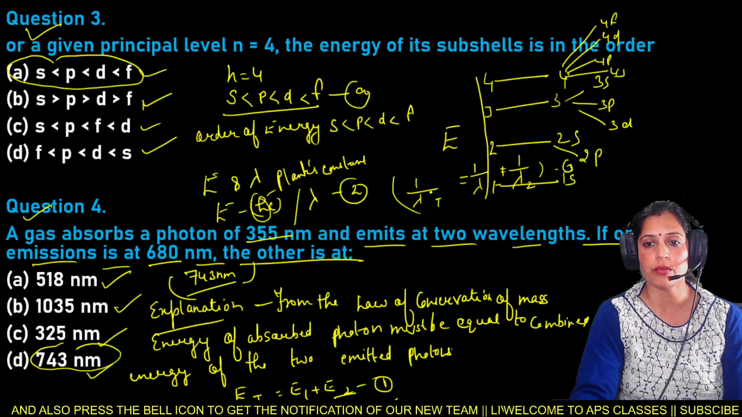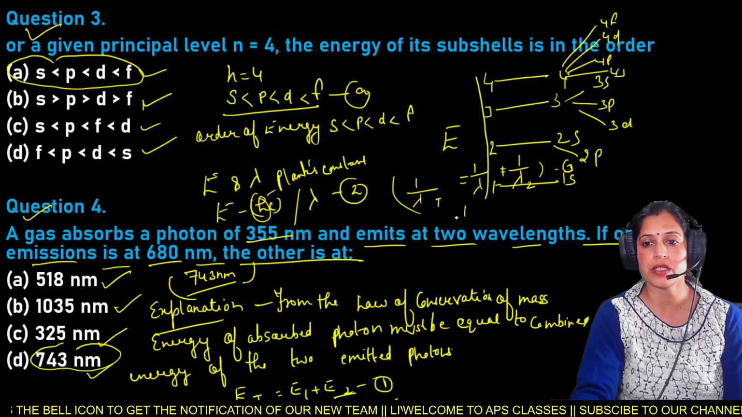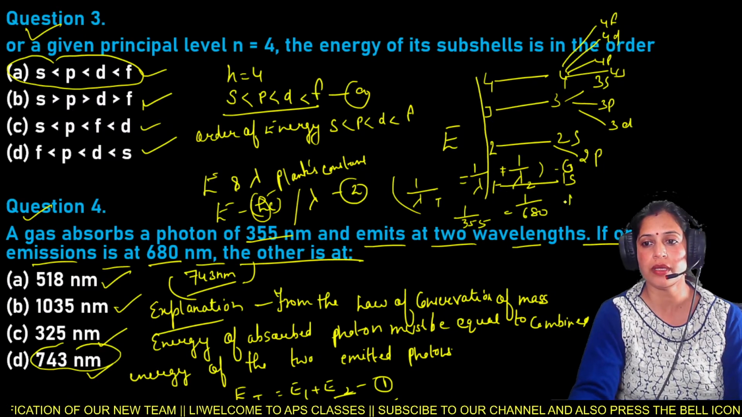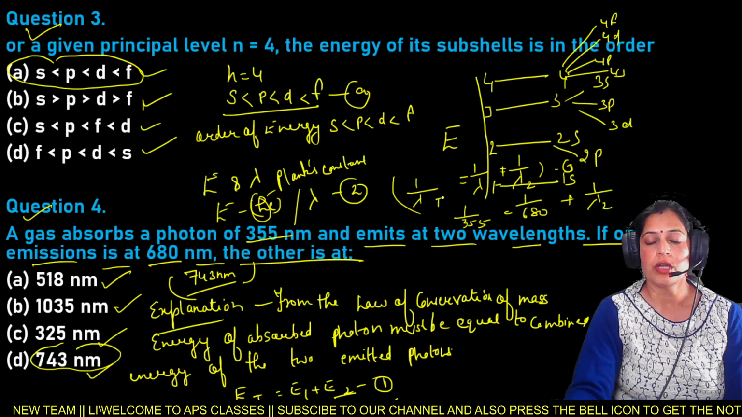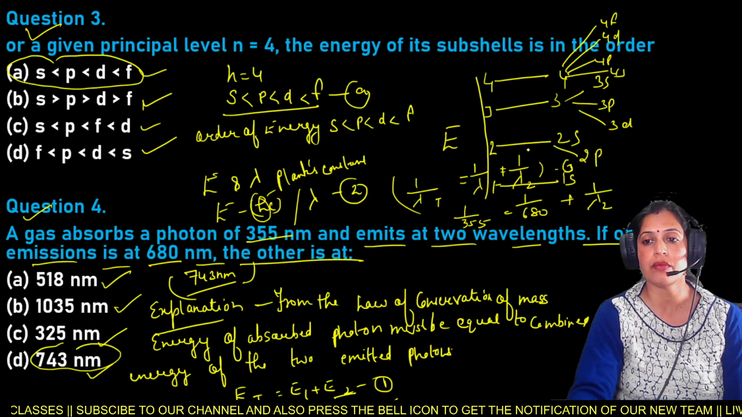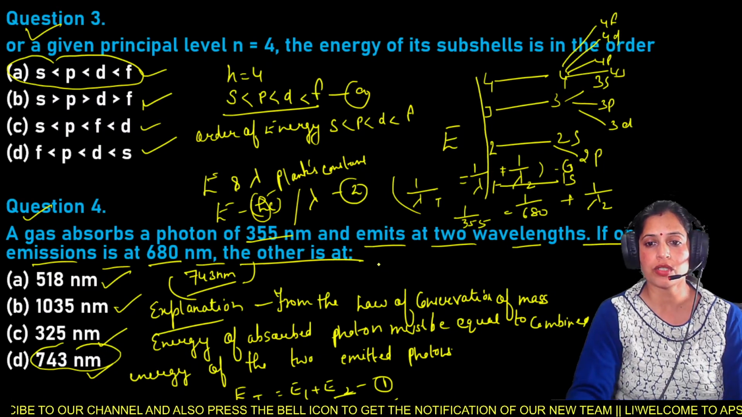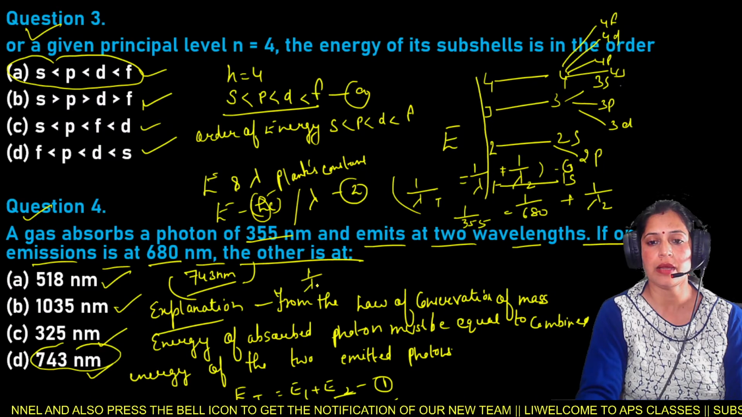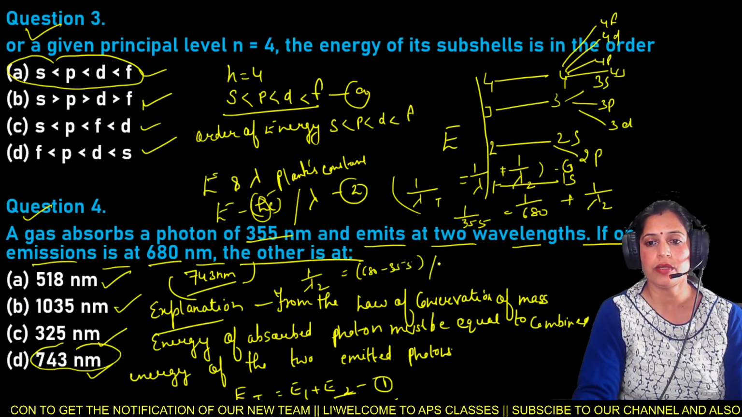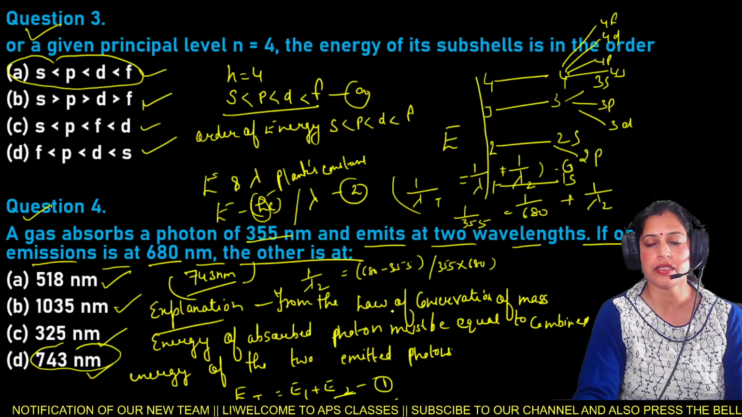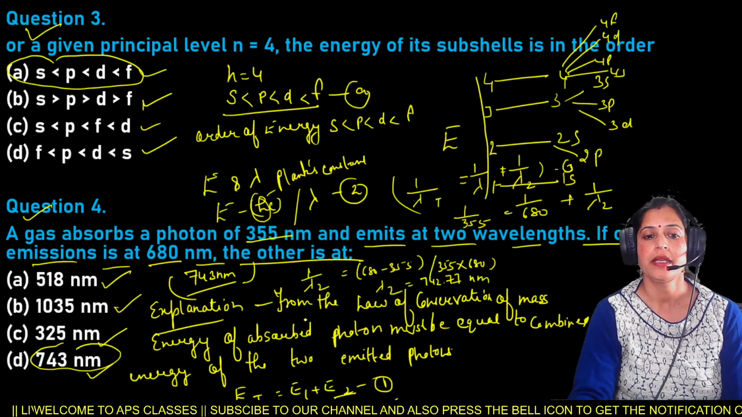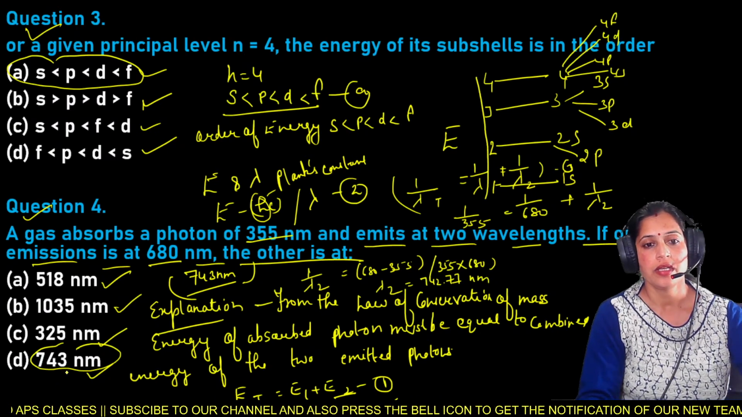Now we put the values. 1 upon lambda t is 1 upon 355, lambda 1 is 680, that is 1 upon 680, plus 1 upon lambda 2, whose value we do not know. So 1 upon lambda 2 is equal to (680 minus 355) upon (355 multiplied by 680). Lambda 2 comes out to be 742.77 nanometer, approximately 743 nanometer. So this is your question 4.